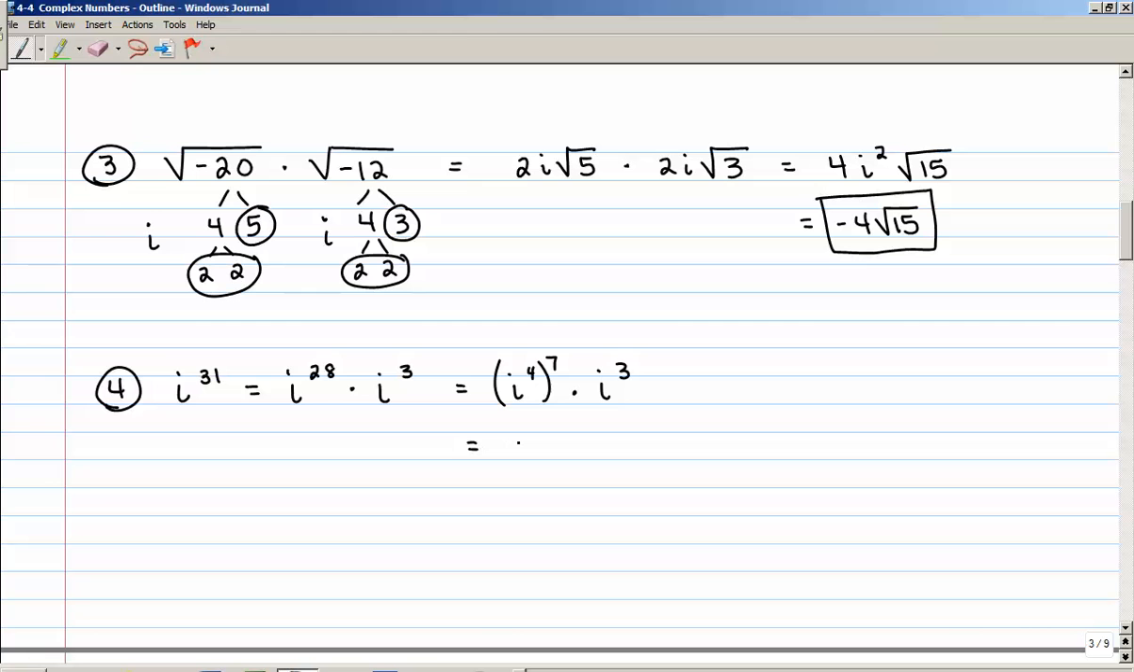So this is the same thing as saying 1 to the 7th power, since i to the 4th is 1, and i to the 3rd is the same as negative i. So we're still saying 1 times negative i, and my final answer is negative i. So just break it down into a power that is a multiple of 4.